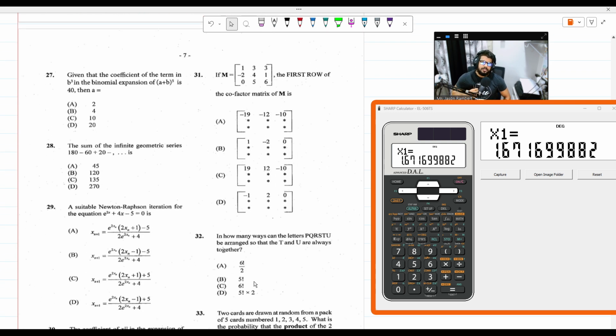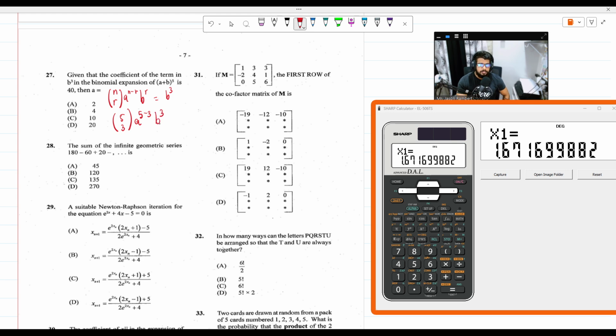Given that the coefficient of the term in b cubed in the binomial expansion is 40, then a is equal to... So if the coefficient of b cubed is equal to 40, then I could safely say that if I do this, nCr a to the n minus r, b to the r, and I'm looking for the coefficient of b cubed, r is 3. Right, because b is b at the end of the day in this particular expansion. So if r is 3, I'm going to get 5C3 a to the 5 minus 3, b cubed.